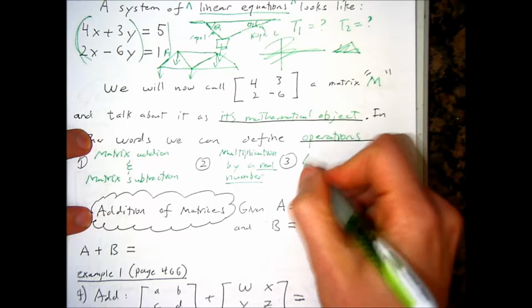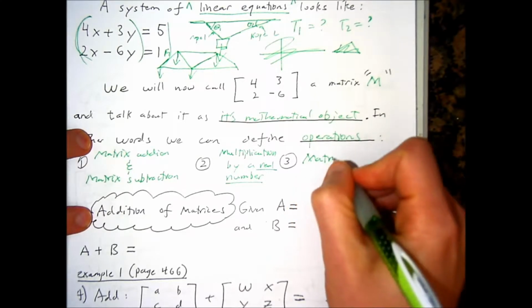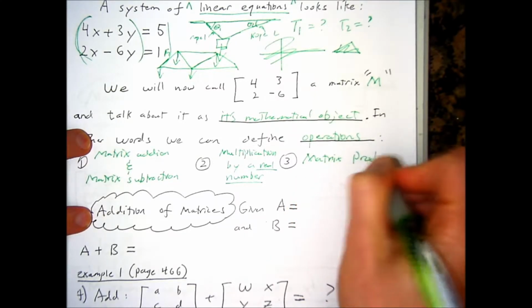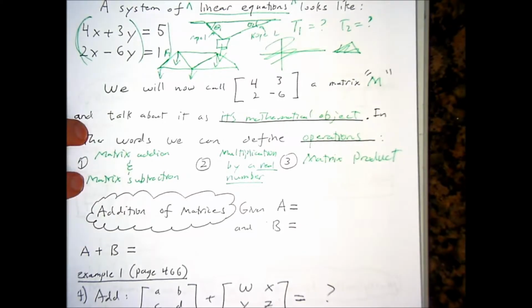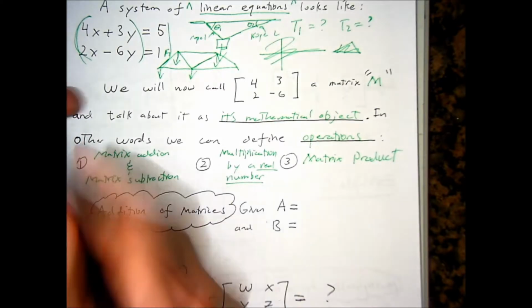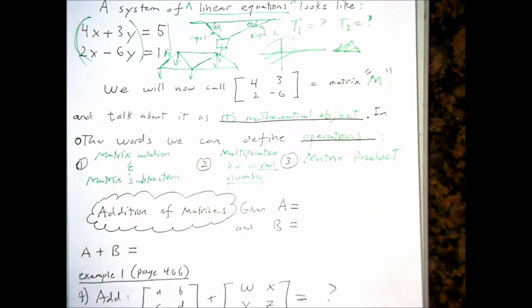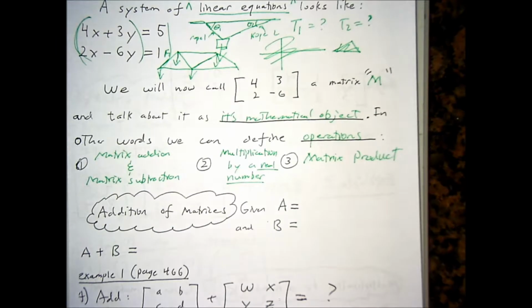Number 3 would be the matrix product or matrix multiplication. The book says matrix product, but same idea. So these are the 3 operations that we're going to really work with in this book with matrices, and there's one more called the determinant, but we'll learn that later.